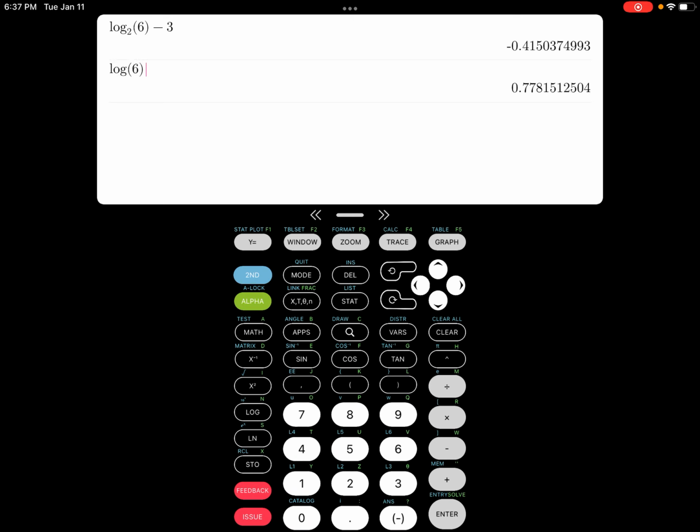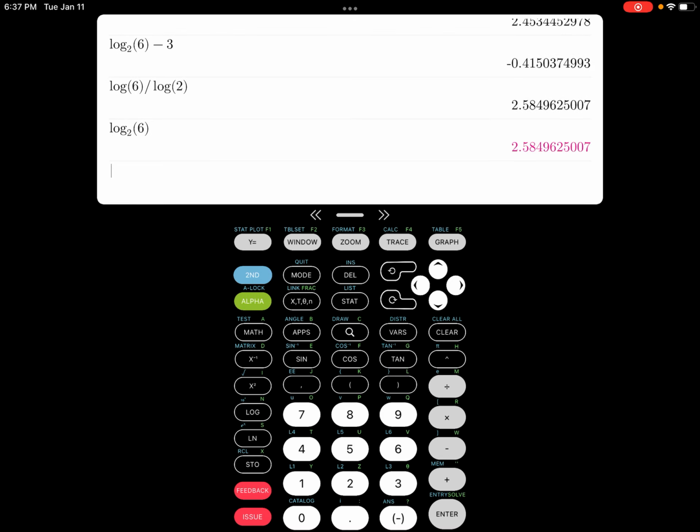So if you had taken a log of 6 and divided it by a log of 2, again, I'm using the common logarithm right now, or alpha window 5, log base 2 of 6, these two things are equivalent to each other. Now, what I typed up here with the two logs dividing, I could use any log. It doesn't have to be base 10. I could do natural log of 6 divided by natural log of 2 and get the same answer.